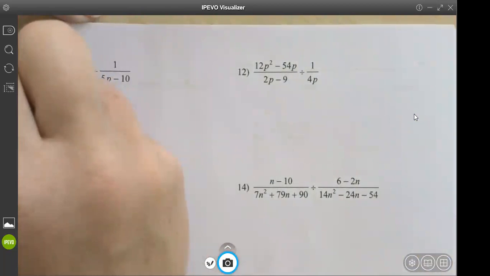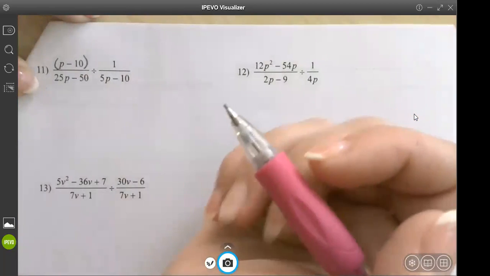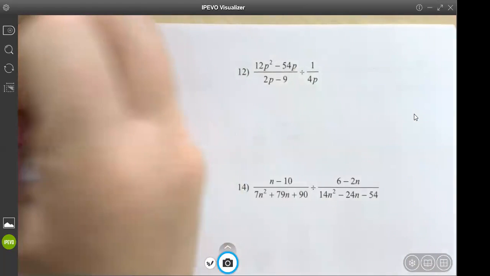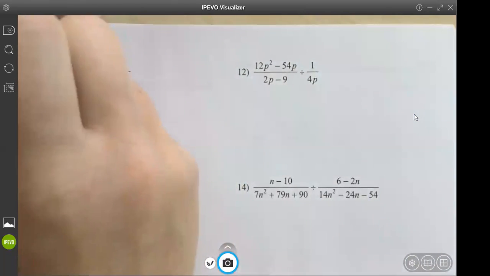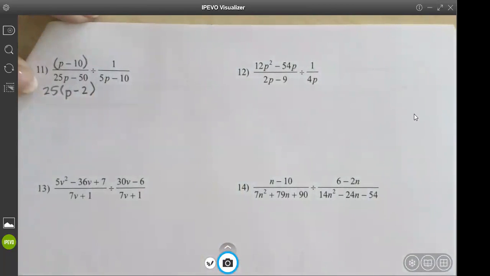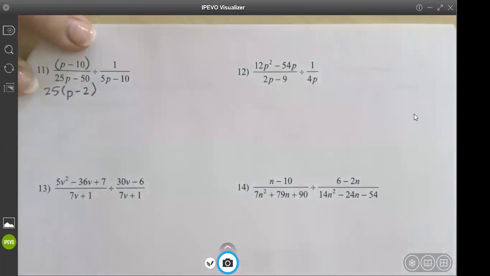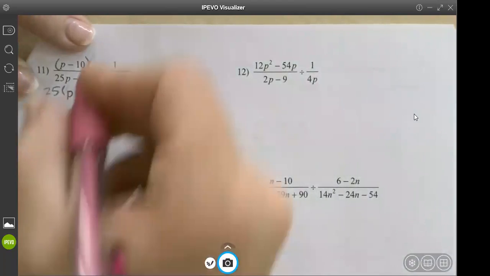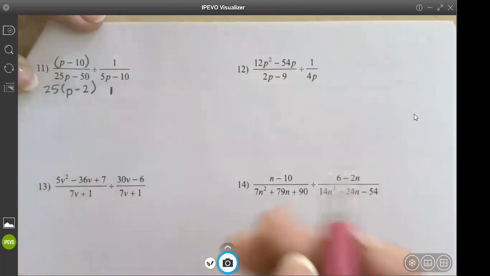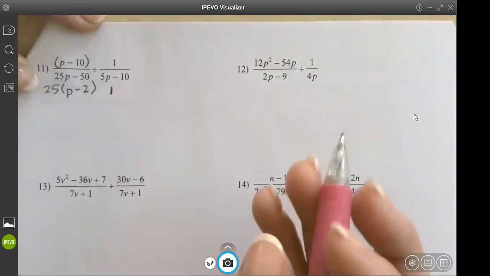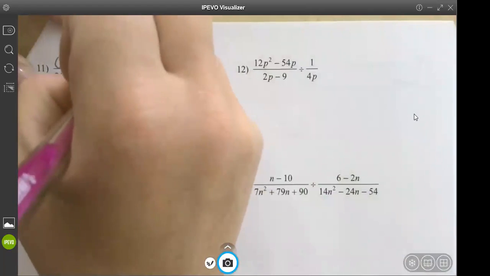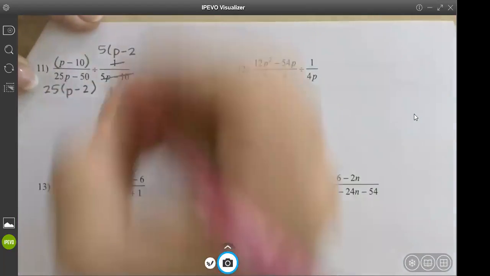Say it again. What are you taking out? Can you take out more? You can actually take out 25. Which leaves you with p minus 2. I do this all at the same time. The 1 is going to come down here. What can I take out of 5p minus 10? A 5, and that leaves me with p minus 2. Yep.